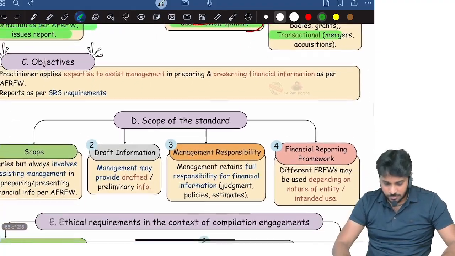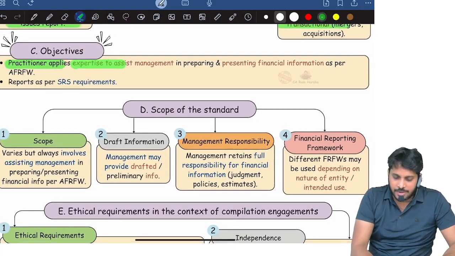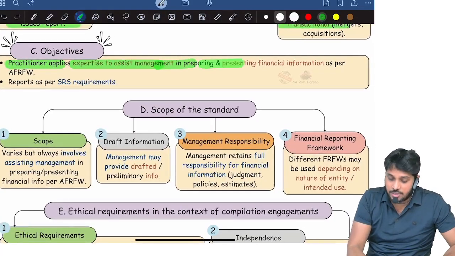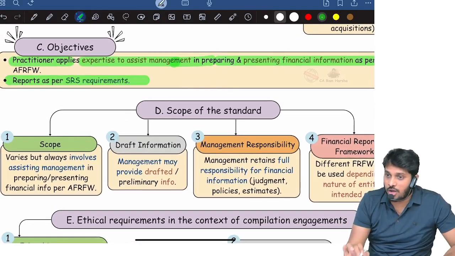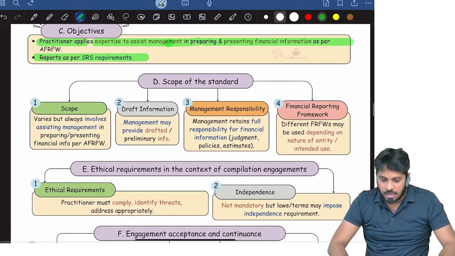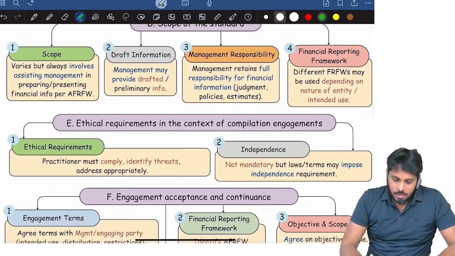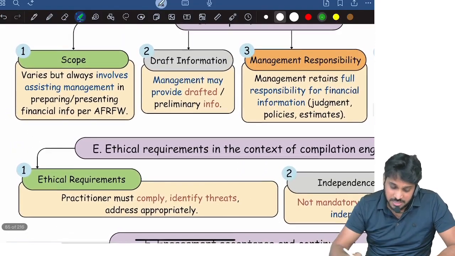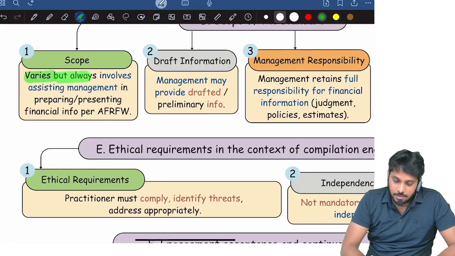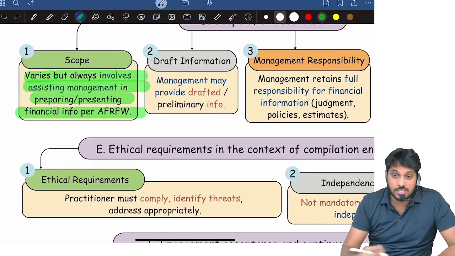Next, objective. The practitioner applies expertise to assist management in preparing and presenting financial statements, and he will report on that as per this SRS. Then scope of the standard. Scope of compilation engagement is the more correct term. It varies, but always involves assisting management. What is the scope of compilation?